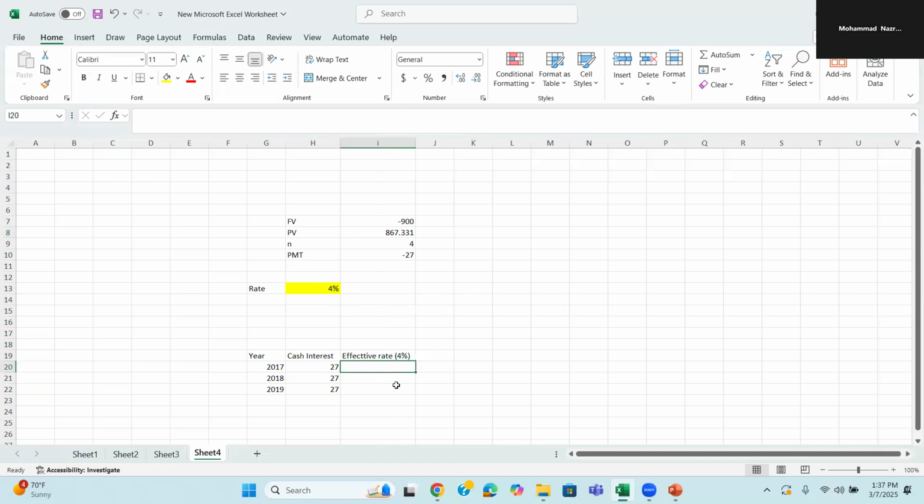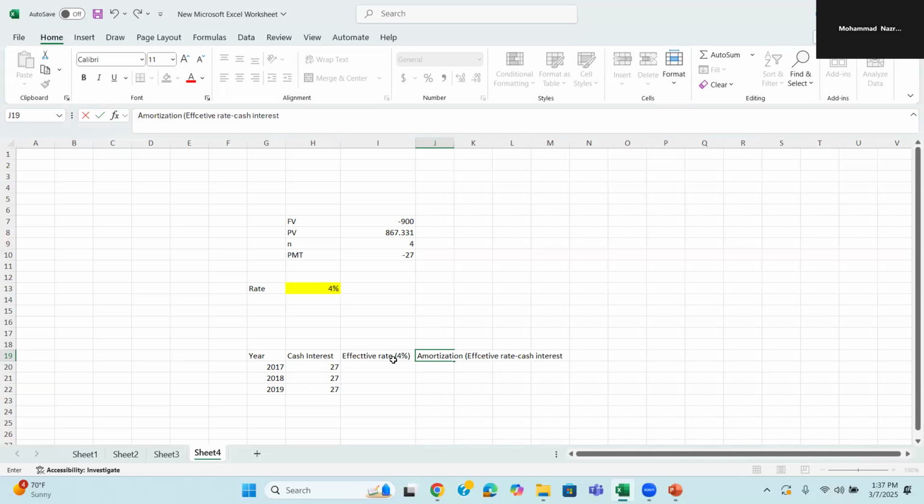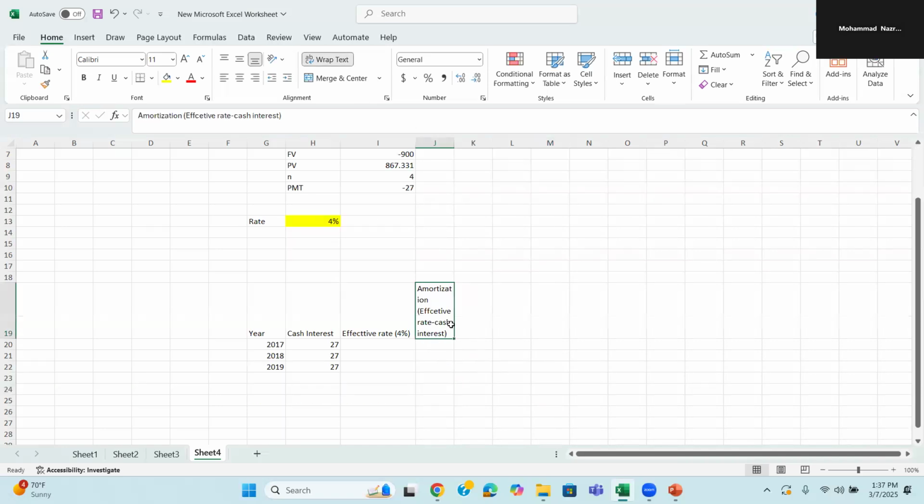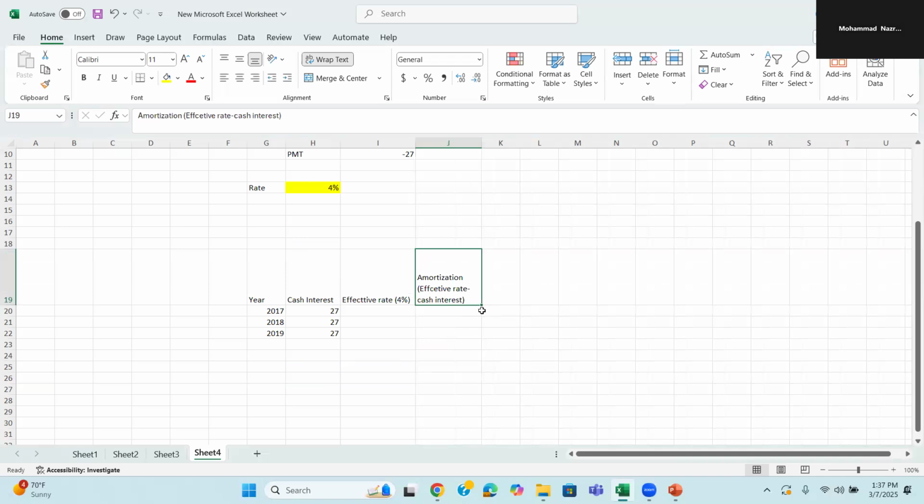So we don't know yet how much the effective interest is for 2017, 18, or 19, because we have to apply this rate to our remaining balance. And this is the difference, or you can write it as amortization, which is actually the difference between your effective rate minus your cash interest, right? And then this is your book value of your notes.